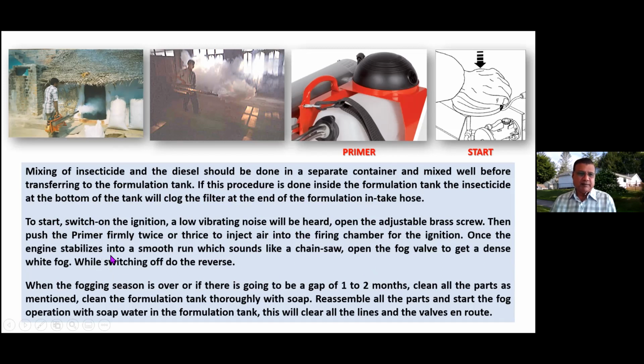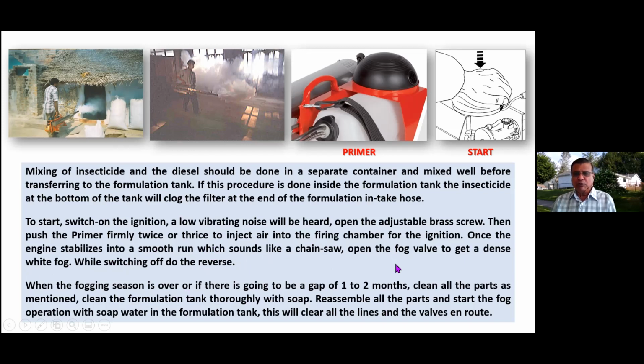Once the engine stabilizes into a smooth run, it sounds like a chainsaw. Open the fog valve to get a dense white fog. While switching off, reverse the procedure. Close the fog valve, then close the brass fuel cut-off valve.